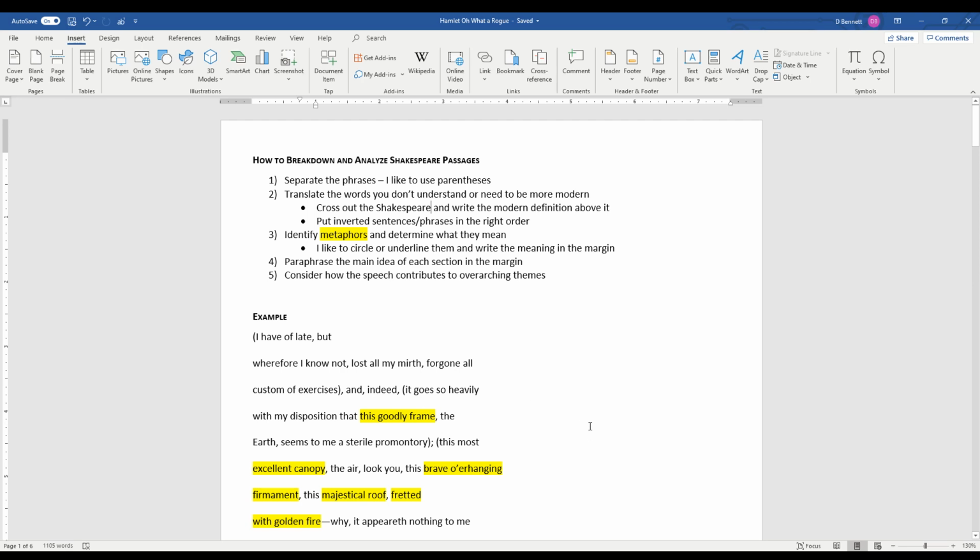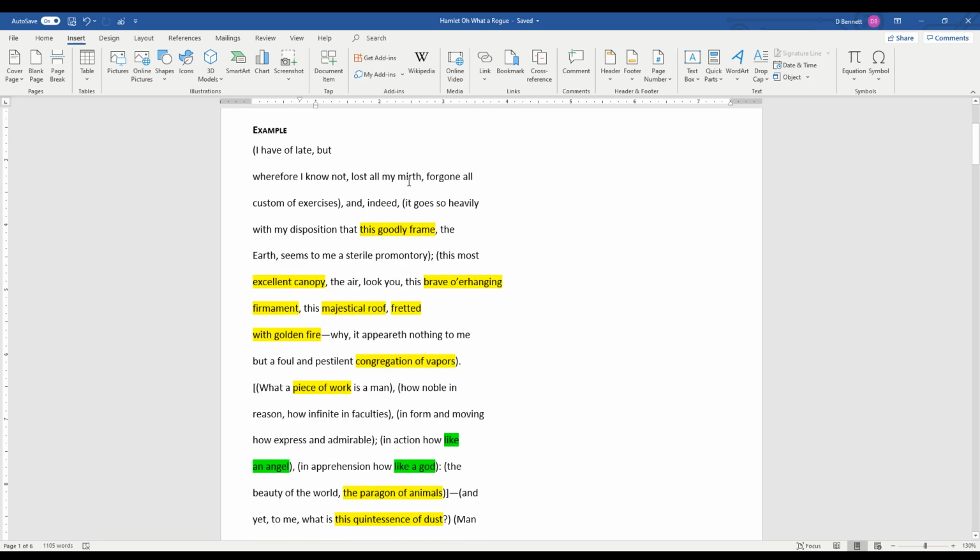So, here are the steps that I use when I'm breaking down Shakespeare. The first thing that you need to do is figure out the phrases of the speech. And keep in mind that doesn't always end when the line ends. The example that we're looking at is a short monologue that Hamlet gives to Rosencrantz and Guildenstern when he first sees them in Act 2.